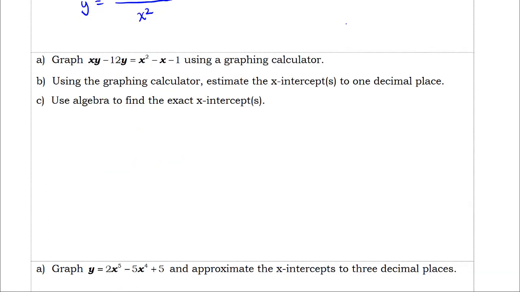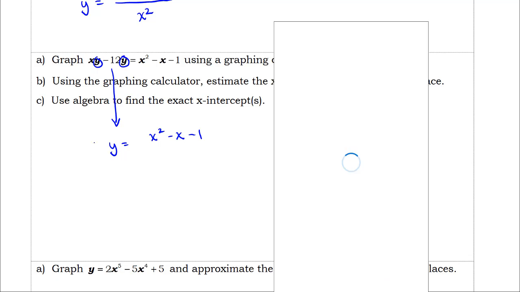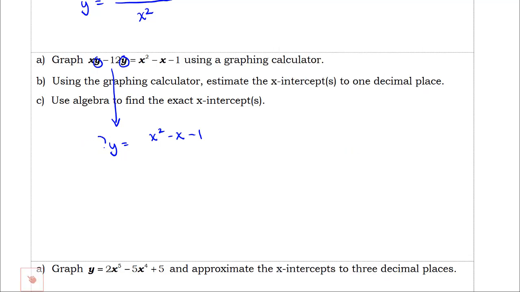So you can see that for us to graph, I have to have y by itself, right? So if I do that here, I have y equals x squared minus x minus 1. I factor the y out, don't I? Who's going to be in parentheses? X minus 12. And then if I get y by itself, I have to divide by this, won't I?